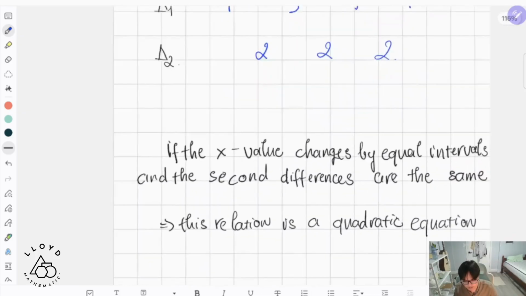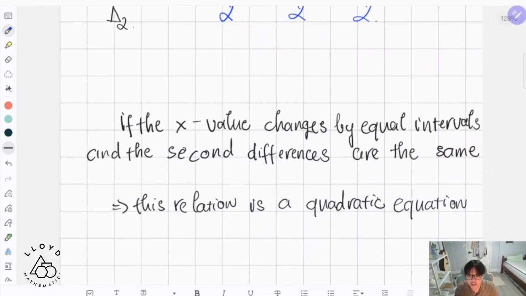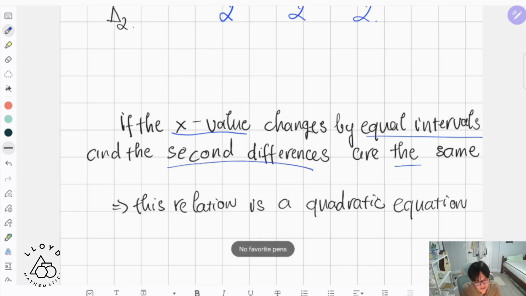If the x value changes by equal intervals, that means the x change needs to be equal. It's not like 0, 1, 2, 3, which is an equal interval, but 1, 2, and 4 is not changed by equal intervals, right? Okay, and the second differences are the same, so we can conclude that the relation is a quadratic relation.